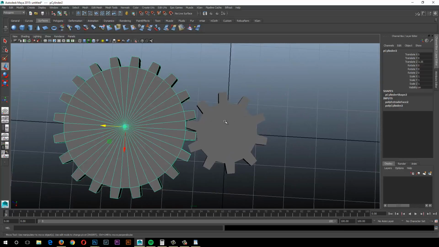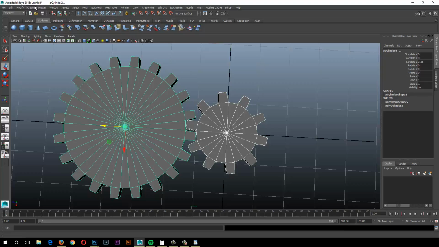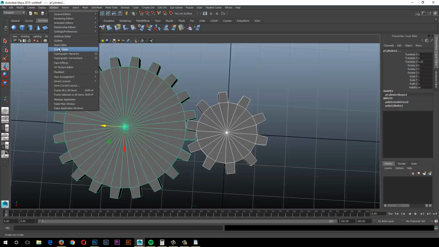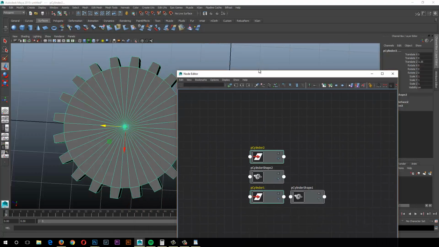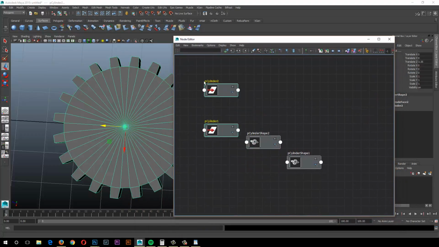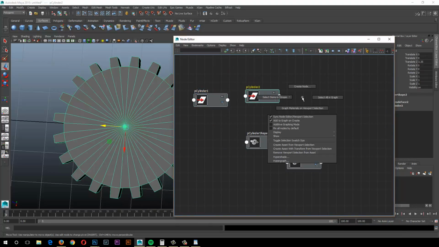So how do I get these to rotate in sync? It's pretty simple. Because this is double the radius and double the teeth, this math is still pretty simple for the rotation. It's going to rotate twice as fast as this one does. So I'm going to open up my node editor here. I've got both my models selected when I load it up, so they are both right here. I'm just going to stick these off over here so I have them. And I'm going to create a new node. So I'm right-clicking, create node.